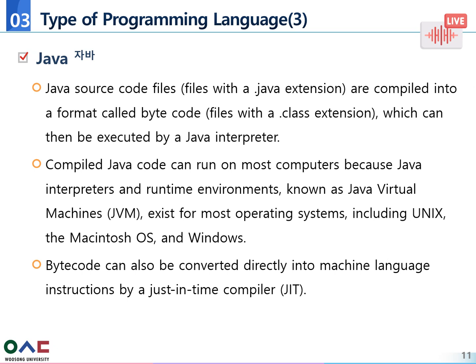Java source code files with a .java extension are compiled into a format called bytecode. Files with a .class extension, which can then be executed by a Java interpreter.